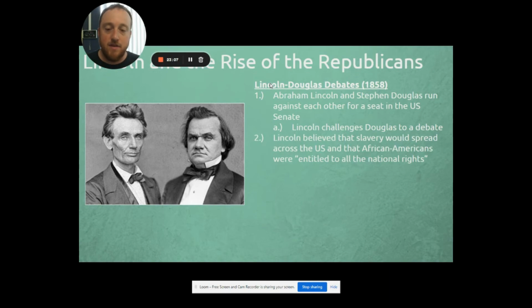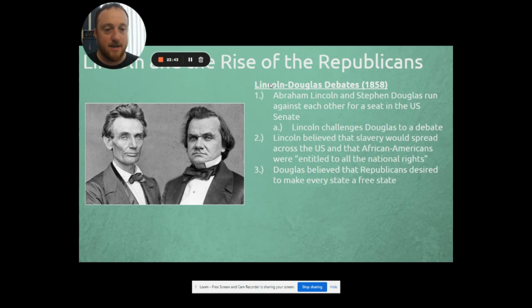Lincoln did not agree with the idea of slavery being spread across the United States. He said that all U.S. citizens, that includes African Americans, were entitled to all the national rights. So those rights that are written in the Constitution, everyone that lives here should have those rights. And it's because slavery makes African Americans property that slavery should not spread, and it would be bad for the United States.